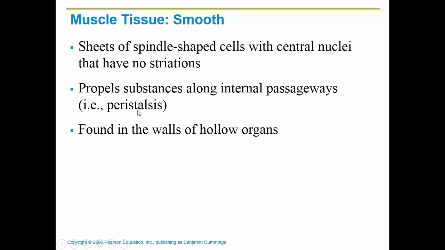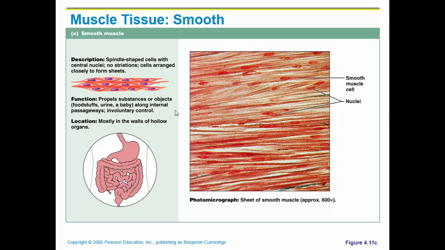And this special word right here, peristalsis, are waves of muscle contraction that are going to propel your food down your digestive tract. And so you can see no striations, a single nucleus. Here's just a diagram or a picture of it. And the cells are totally different than any other type of muscle.